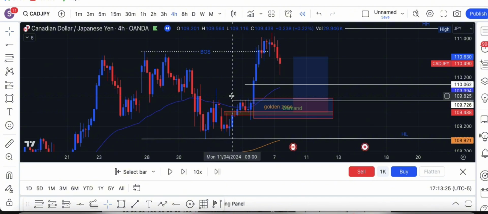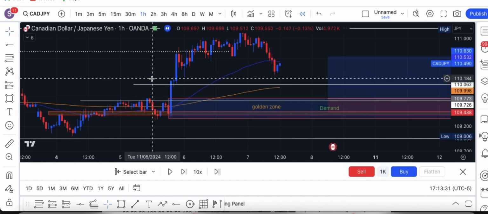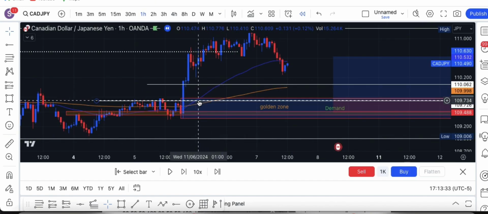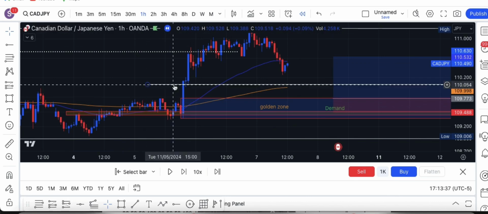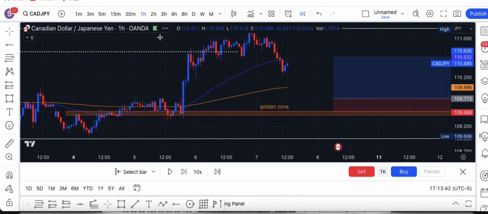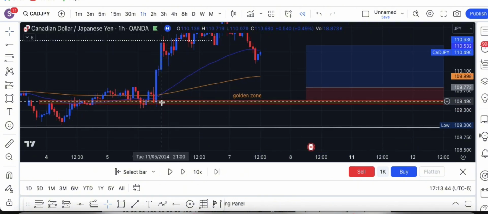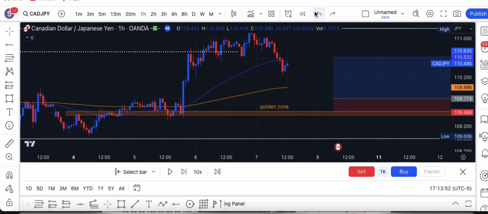But when I went down to a lower time frame, like the 1 hour, I saw a clean demand zone as well. So I came on the 1 hour, hold on, let me remove these right here. So you can see on the 1 hour, I saw that we had a 1 hour demand zone, very clean. Yeah, we had a clean 1 hour demand zone.